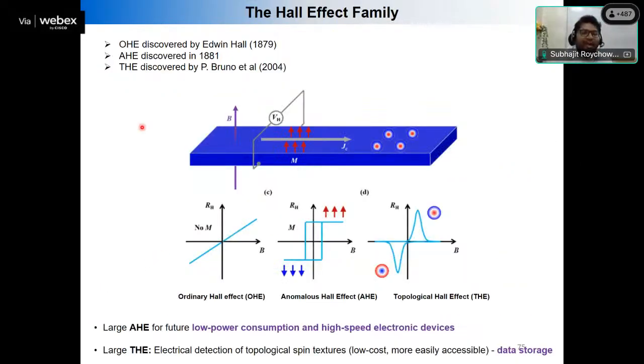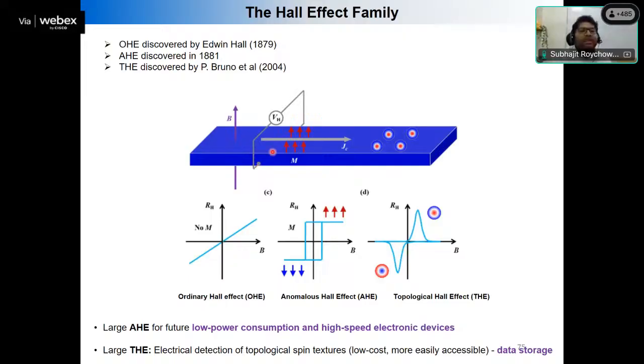Now, as you are all aware of the Hall effect family, I'll just quickly go through that. The ordinary Hall effect was first discovered in 1879 by Edwin Hall. What he did, on a single material, is apply the current and a magnetic field perpendicular to it. I'll get a transverse voltage due to the Lorentz force, and that is known as the ordinary Hall effect.